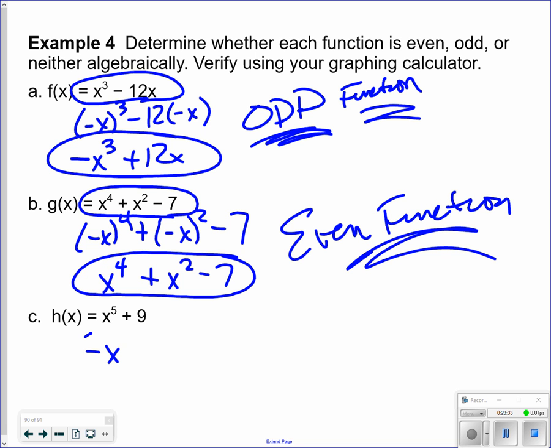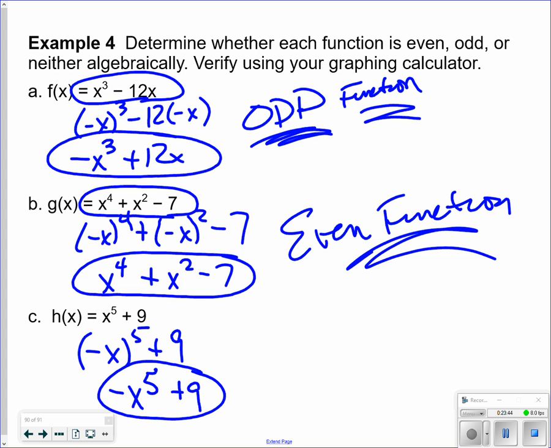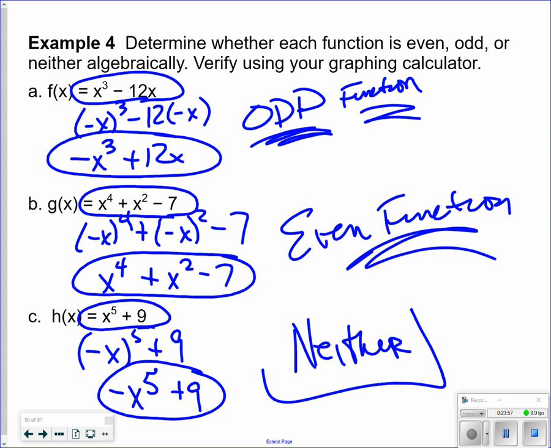So now negative x in for all the x's. Negative x raised to the fifth power would be negative x to the fifth. And this one didn't have an x. So now look at your new function, look at your old function. Yes, the negative x to the fifth changed, but the positive 9 did not change. So this is actually considered a neither. It is not an even or an odd function because it is not the same and it doesn't change all the signs.